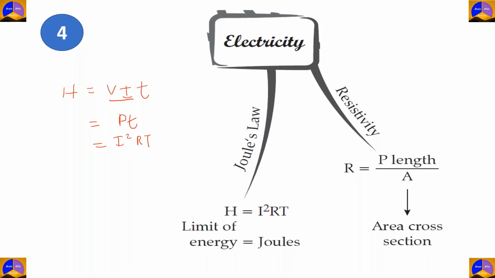The unit of heat, like the unit of energy, is joules. So we measure the heat of an electric circuit in joules.